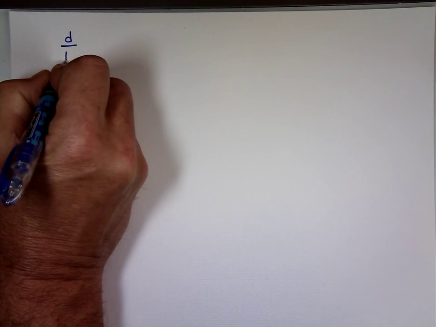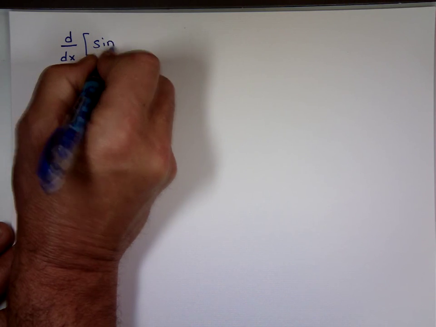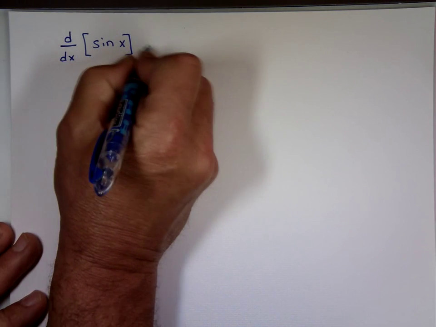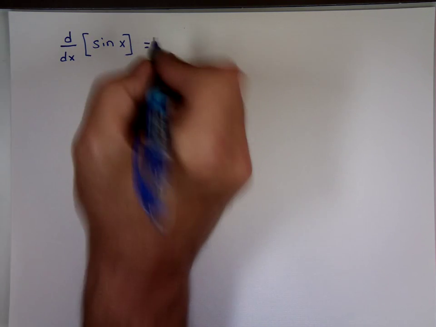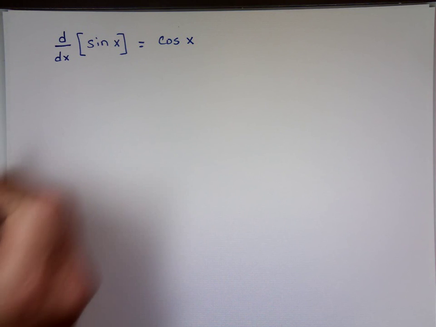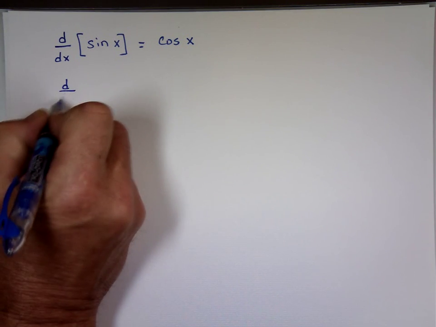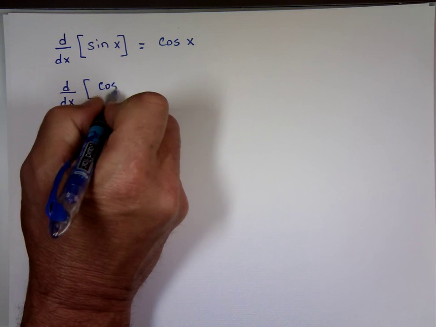The derivative of sine of x is what? Anyone? How about positive cosine of x? And the derivative of cosine of x, that's a negative sine of x.